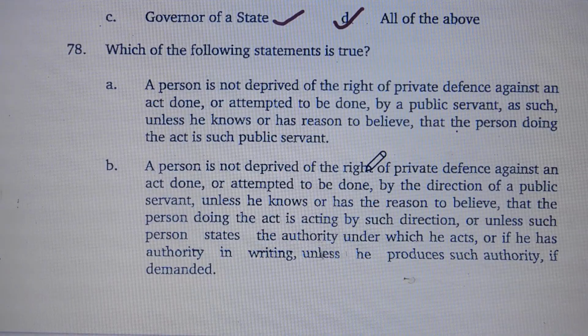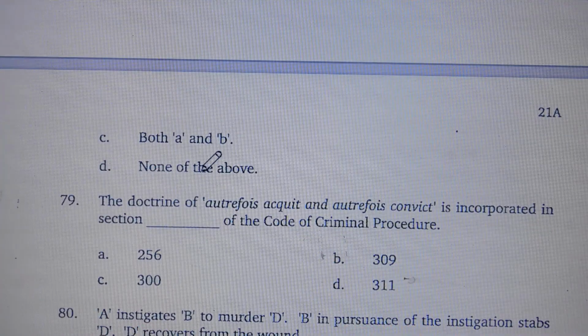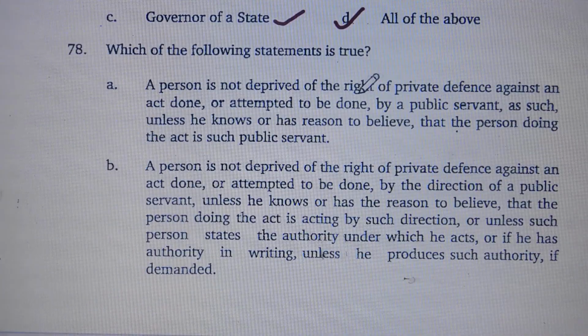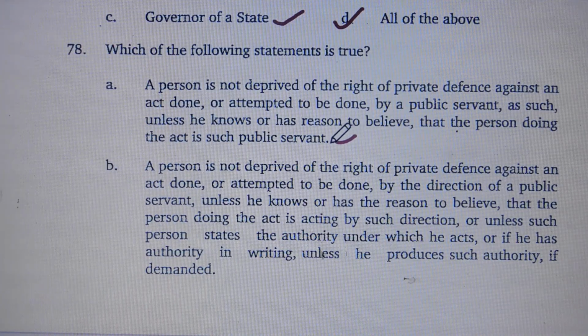Question number 78. Which of the following statement is true? Answer is option number C. Both A and B. Number A. A person is not deprived of the right of private defense against an act done or attempted to be done by a public servant as such unless he knows or has reason to believe that the person doing the act is such public servant.